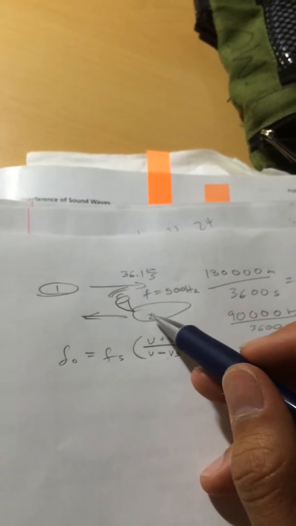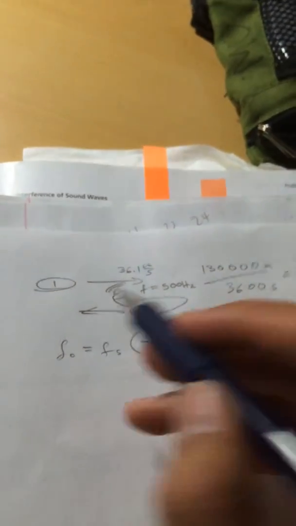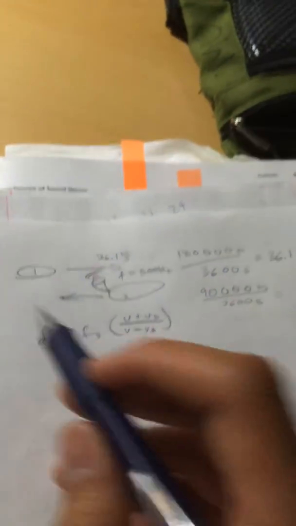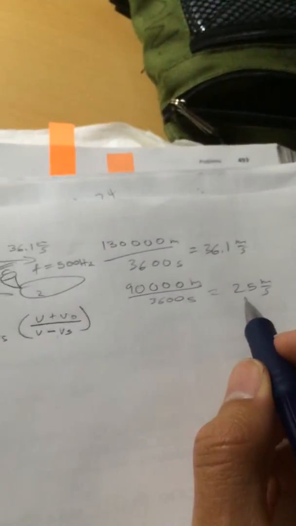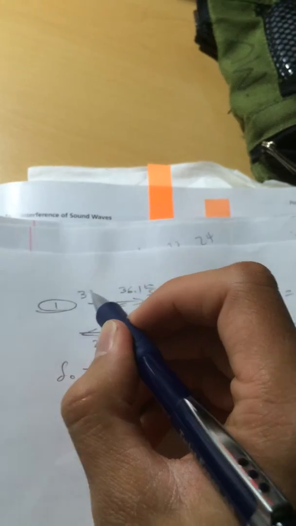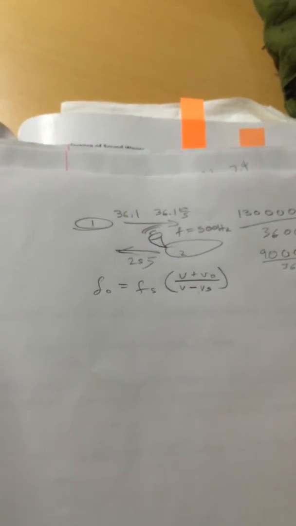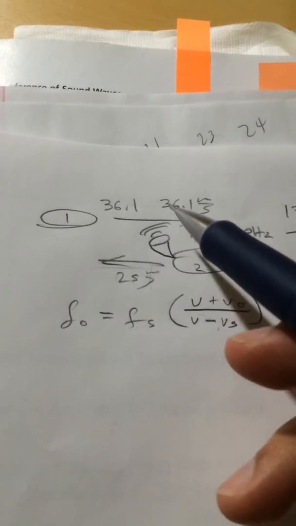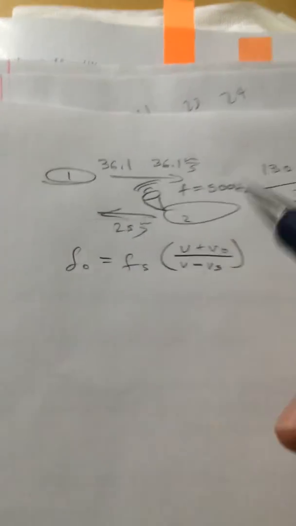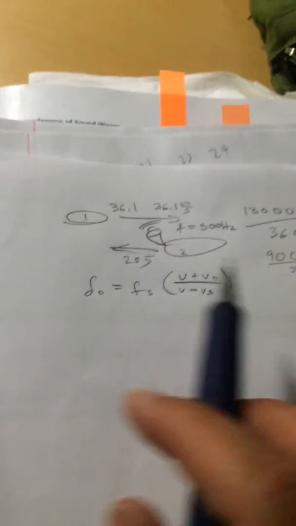Velocity of source in this case would be this velocity right here, which is 25 meters a second, and this one is 36.1. And for this equation, positive is set in the direction that they're moving towards each other. So both of these, for the purposes of this equation, are moving in positive direction, even though they're not moving in the same direction, like left or right.